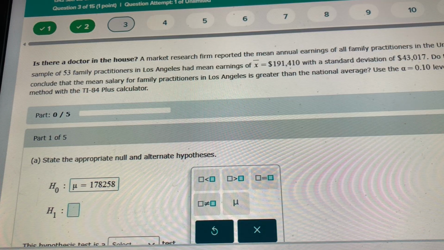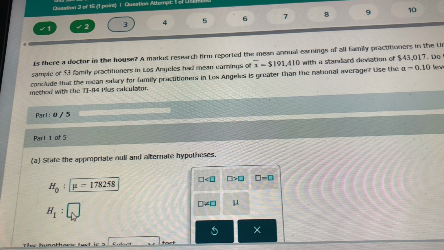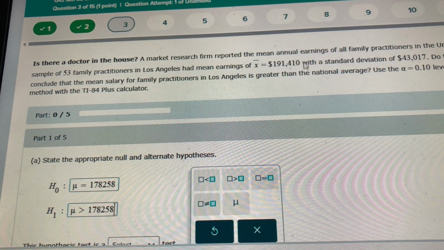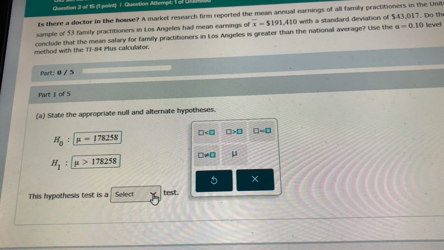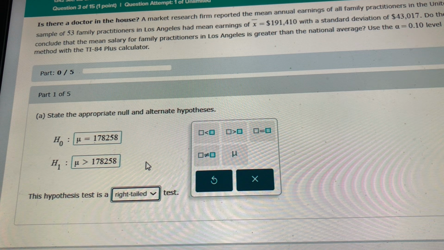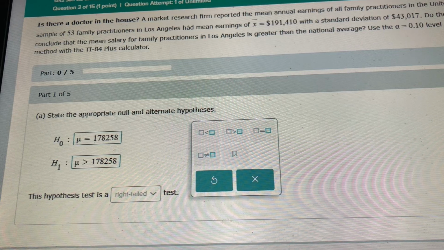Do the data provide sufficient evidence to conclude the mean salary for practitioners in Los Angeles is greater than the national average? So the alternative is that it's greater because we got some value in our sample that seems to be greater. Since this is greater than, that's right-tailed, and you could do a critical value with a right critical value only, a positive critical value only, if you want to do that method.